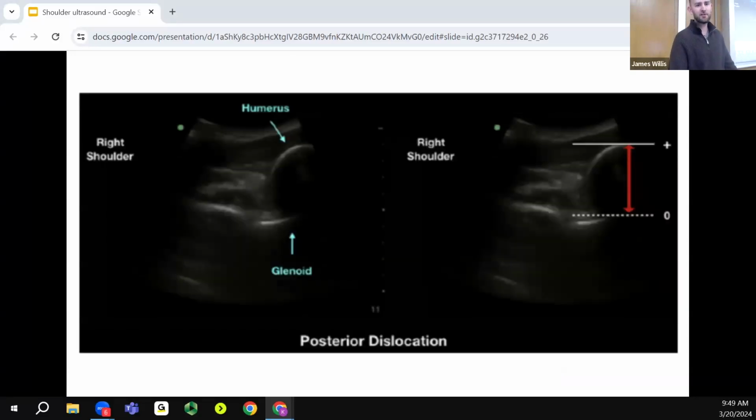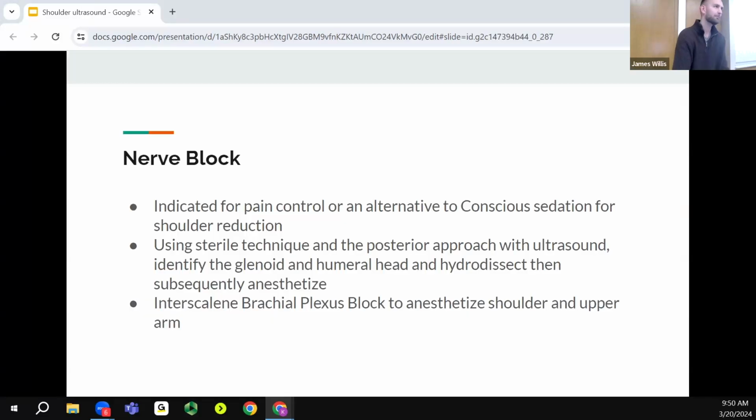All right, next one. This is actually going to be a posterior dislocation. So here with the arrowhead, we see the humerus. It's going to be closer to the probe, so that's actually going backwards, which is consistent with posterior dislocation. Most common cause of posterior dislocation is going to be seizures. Second most common cause is going to be lightning strikes. I'm just kidding. And again, they measured this one, but we don't really need to do that.